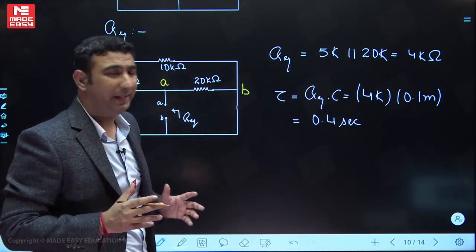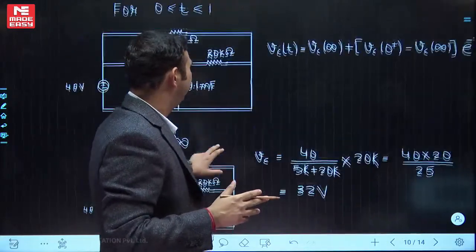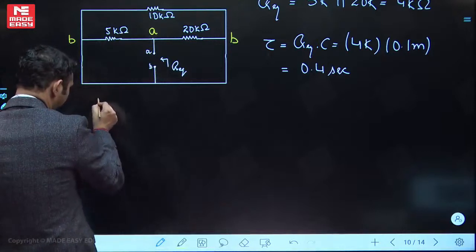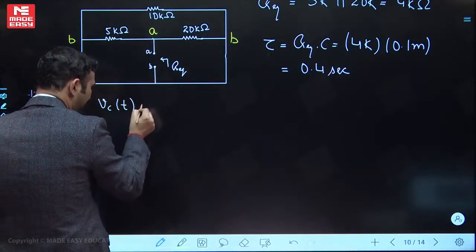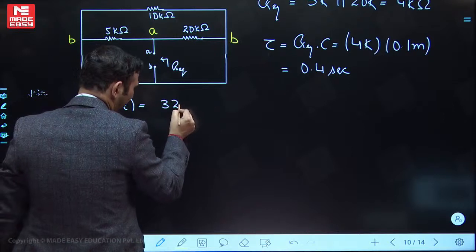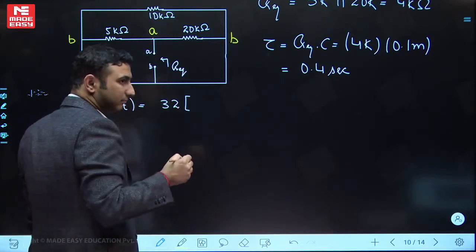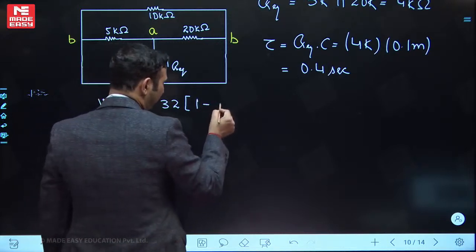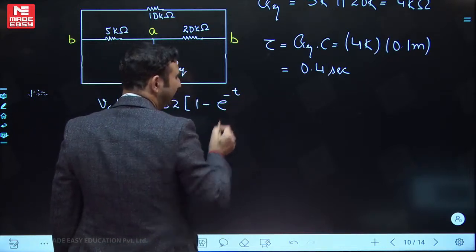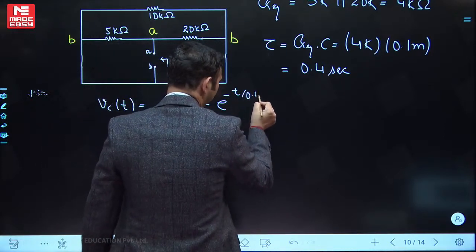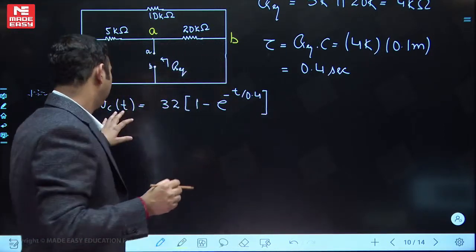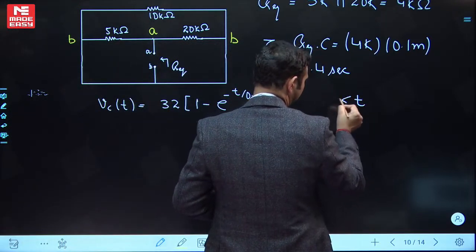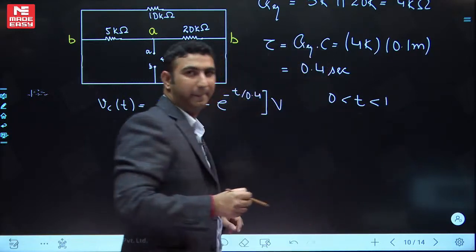Let's put all the information that we have in this formula. Vc(t) is coming as final value 32 plus initial value 0 minus final value 32, taking common, e to the power minus t by 0.4. Okay, so this is the voltage that we have got, but this relation is valid only between 0 and 1.